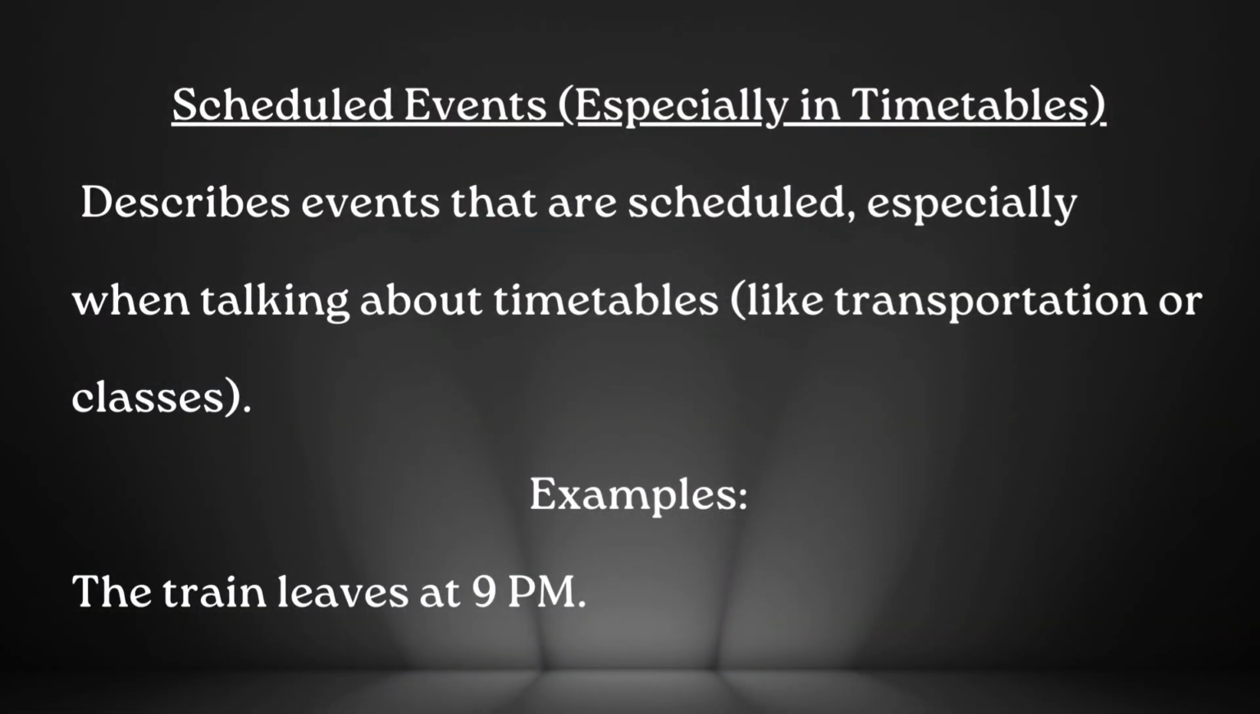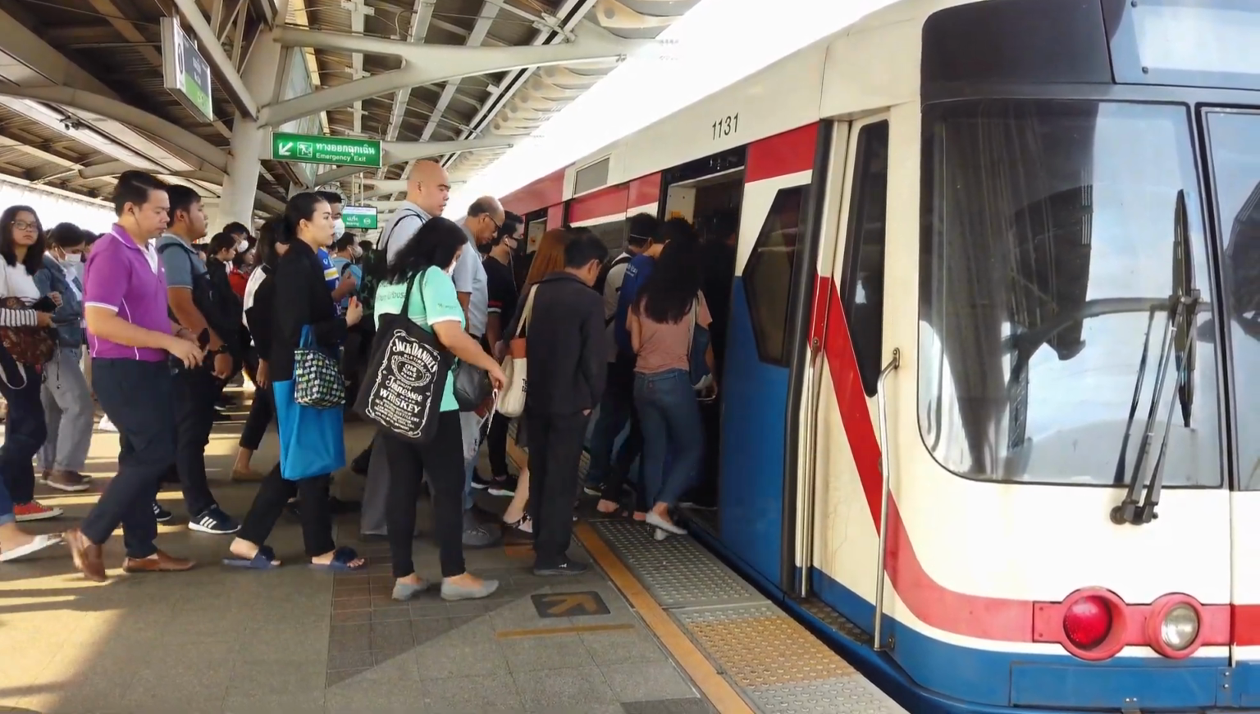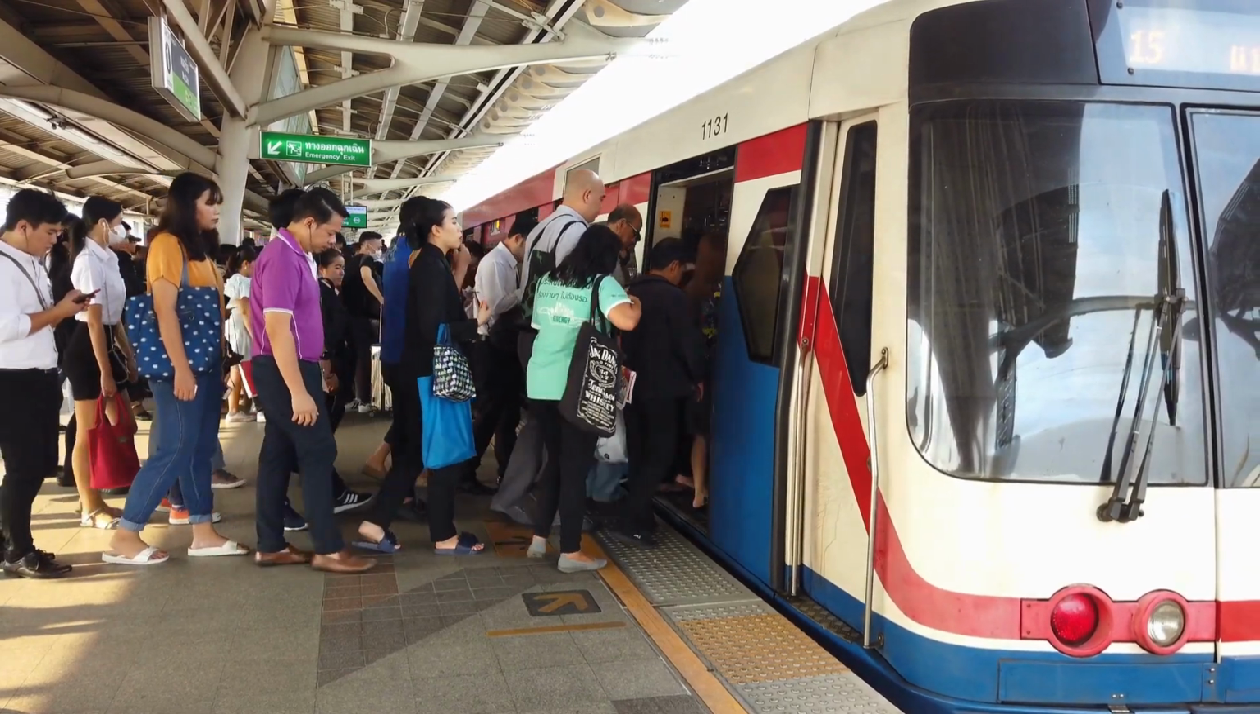Now, let's talk about scheduled events. We use the simple present tense for events that are on a schedule or timetable. Think of something like, the train leaves at 9 p.m. It's about what's planned to happen.